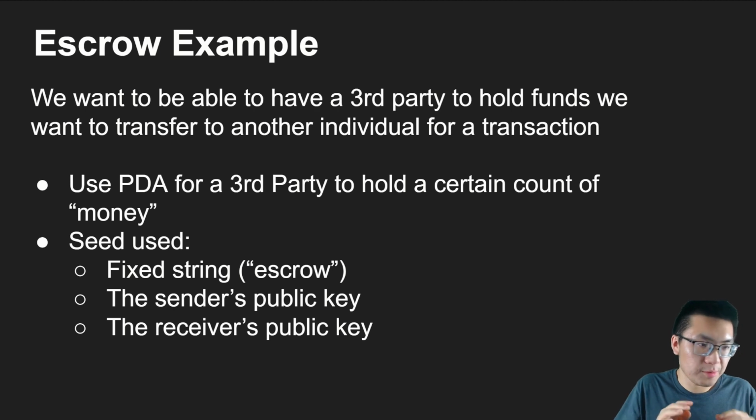All right, so continuing on our recap, we made an escrow example in the previous video. We want to have a third party to hold the funds that we want to transfer to another individual. The reason we use a PDA is because we want a decentralized third party to hold our money, which really in this case is just an integer. And the seed we use for that is a fixed string called escrow. We need to use the sender's public key and then the receiver's public key. And these three together will generate our PDA.